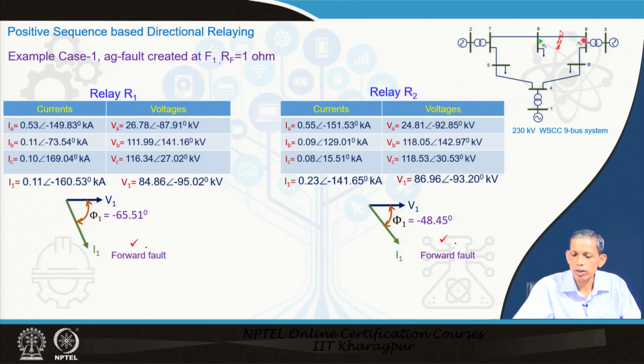Now, let us see what relay R2 sees. The relay R2 finds measurements IA, IB, IC like this.